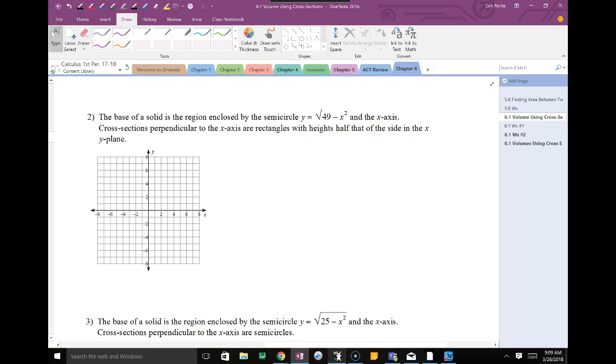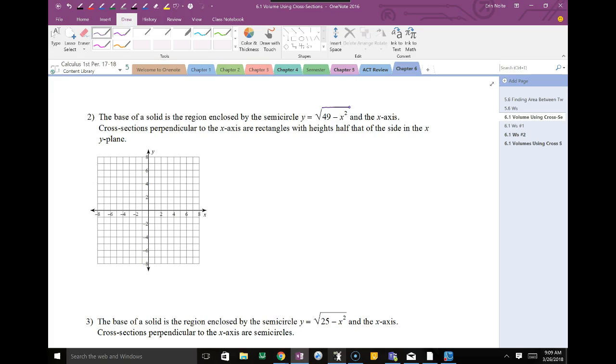Alright, number 2. We have the base of our region is going to be a semicircle with the equation the square root of 49 minus x squared, and it's also bounded by the x-axis. Then our cross sections are going to be perpendicular to the x-axis, and they're going to be rectangles with heights that are half of the side of x.